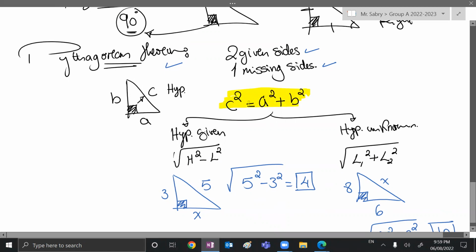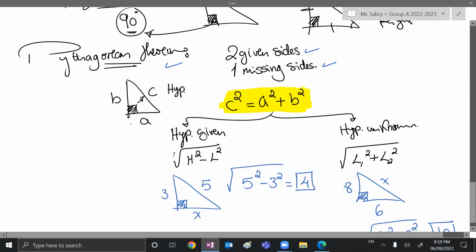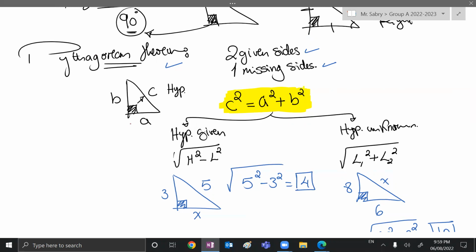Please confirm that you do understand everything regarding Pythagoras and when to use it. Mr. Ahmed, I have a question. Of course. I understand everything. I just want to know, does it matter the order of what is L1 and what is L2? As long as you're talking about the legs, it doesn't matter. What matters is if you have the hypotenuse, because then you subtract. If you're adding, it doesn't matter which one goes first.